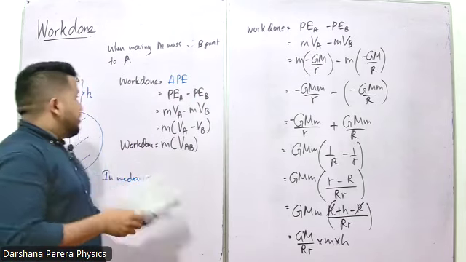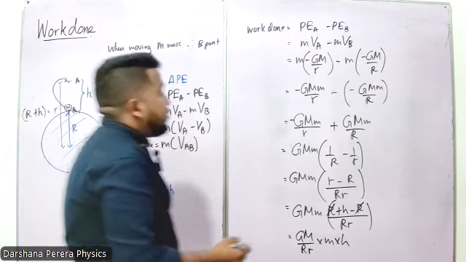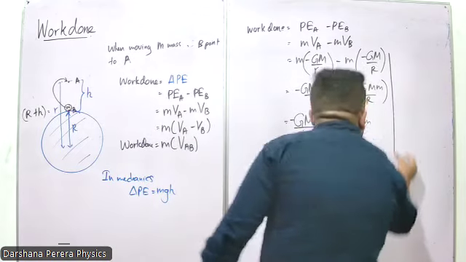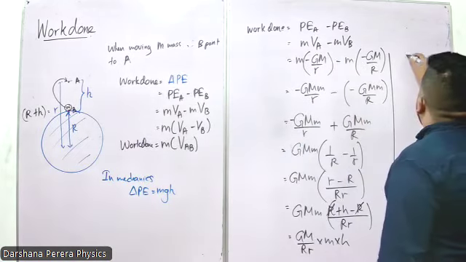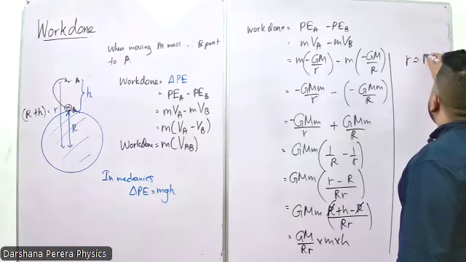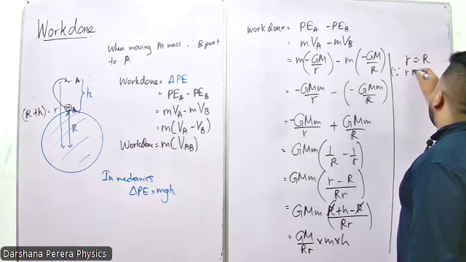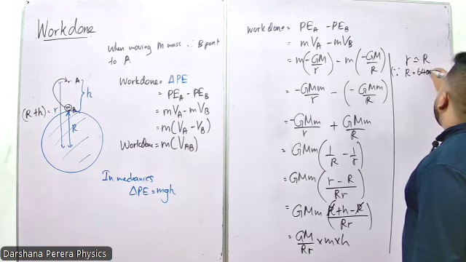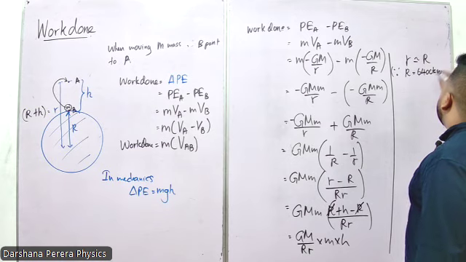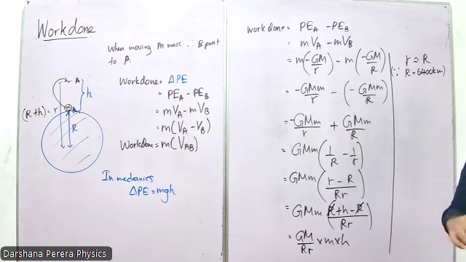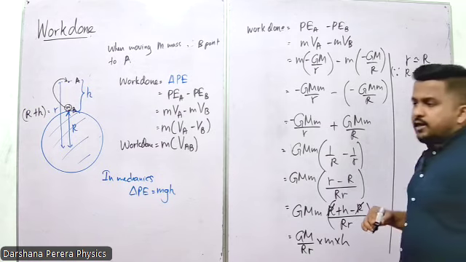Why? R and R are approximately equal. R and capital R are approximately equals because capital R is equals to 6400 kilometers. So why 6400 kilometers.